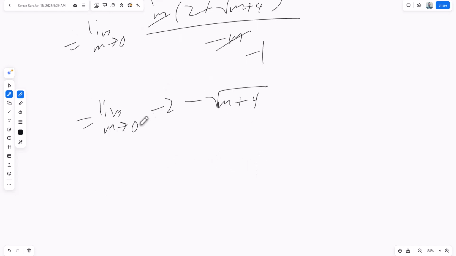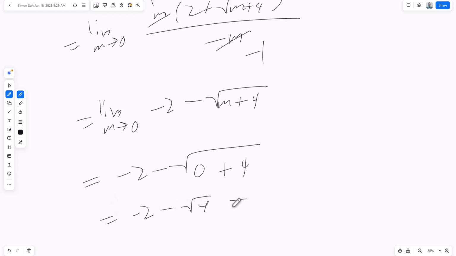Now we can just plug the 0 into the m here, which is pretty easy. So we'll have negative 2 minus root of 0 plus 4, which is equal to minus 2 minus root 4, which is equal to minus 2 minus 2, and that is equal to negative 4.